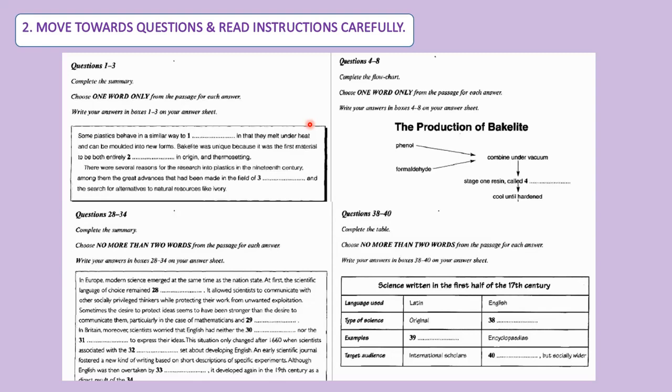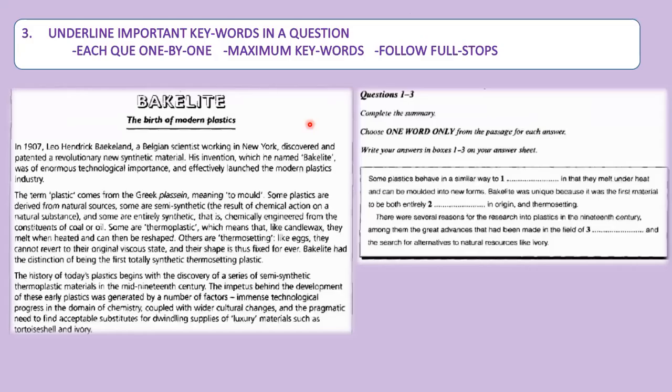Now the third step is: underline important keywords in the question. I believe that you might have been thinking that now we have to read the passage. No, even now we don't have to read the passage. We have to move towards questions, and we have to underline important keywords in each question.